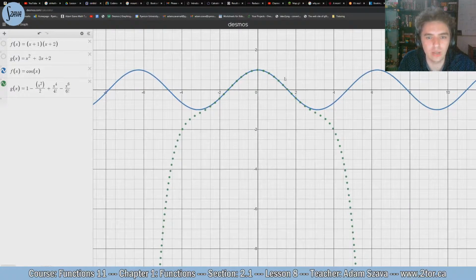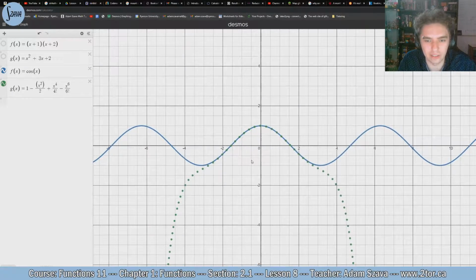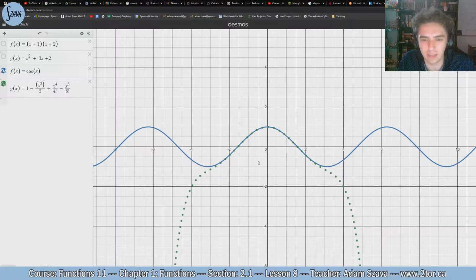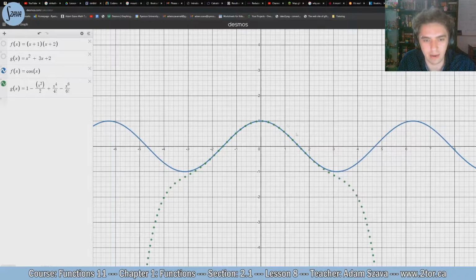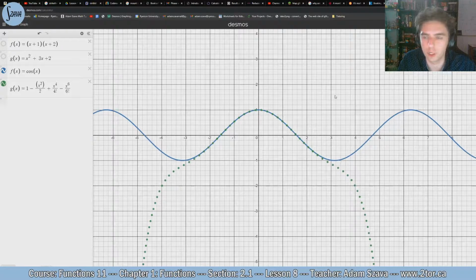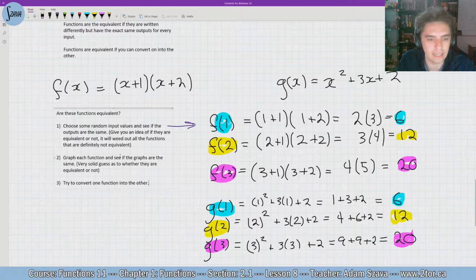If you're really curious about the math, this is some later math, but you can look up a Taylor series to see how I figured out how to do an example like this. So there's our reasoning about why graphing doesn't actually give you the completely perfect answer. It doesn't give you the exact answer of yes or no.